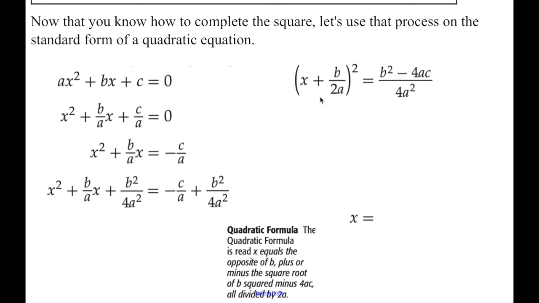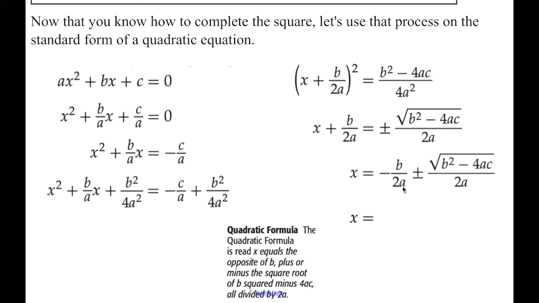Our next step is to take the square root of both sides. And when we do that, we get x plus b over 2a, because the square root and the squared cancel, equals plus and minus the square root of the numerator; the square root of the denominator is just 2a. So we have that here as our denominator. And our last step is to subtract b over 2a. So when I subtract b over 2a, I get this. And since these have the same denominator, we can write that over one denominator, so we would have negative b plus and minus the square root of b squared minus 4ac all over 2a.